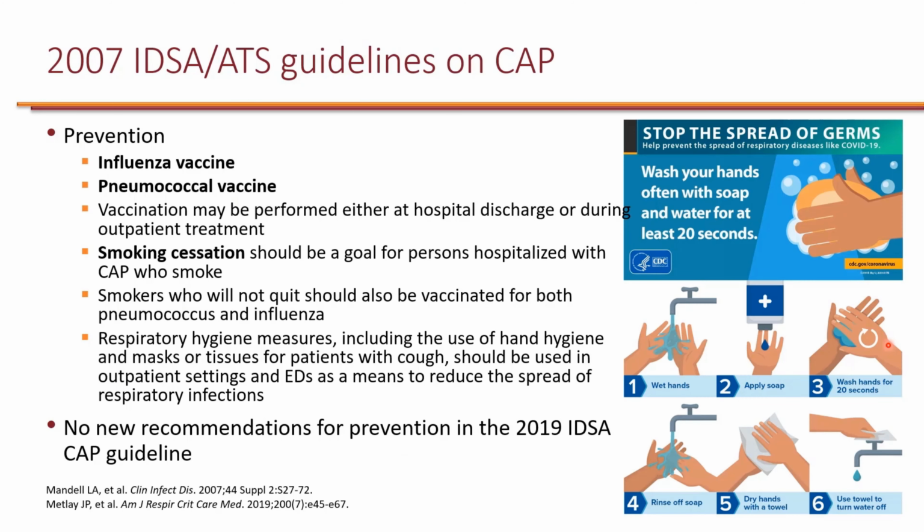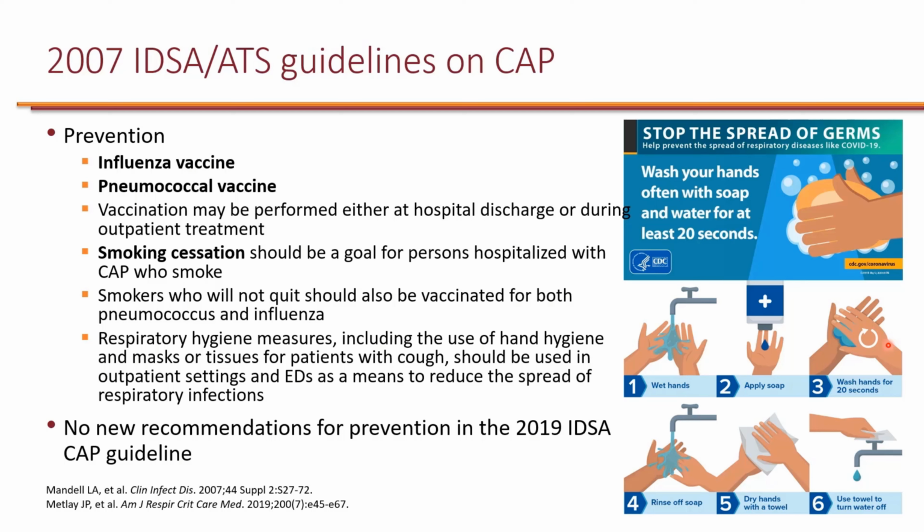When it comes to the prevention of pneumonia, the older 2007 IDSA guidelines have several recommendations. Of course, influenza can lead to secondary bacterial pneumonia, so influenza vaccine is recommended, as well as pneumococcal vaccine, which I will discuss shortly. For patients who are hospitalized, vaccination can actually be performed at discharge prior to patients going home, and of course, it can also happen in the outpatient setting.